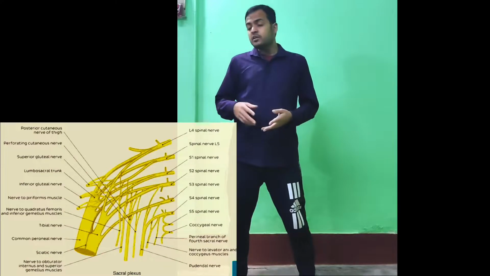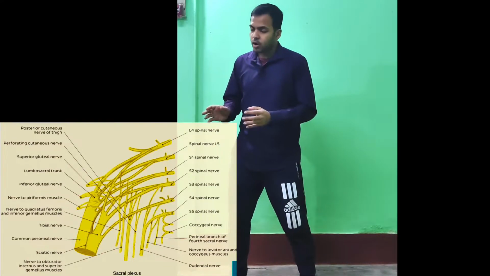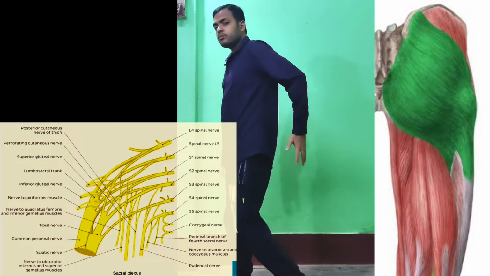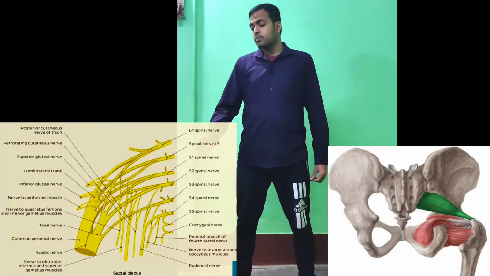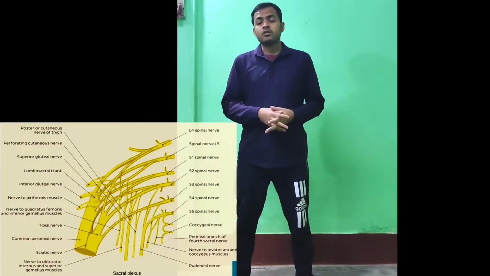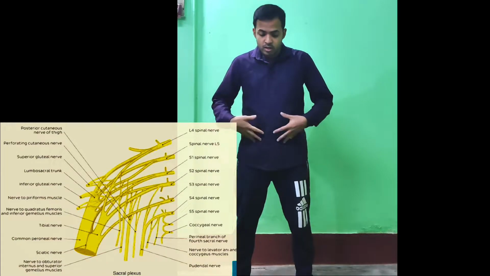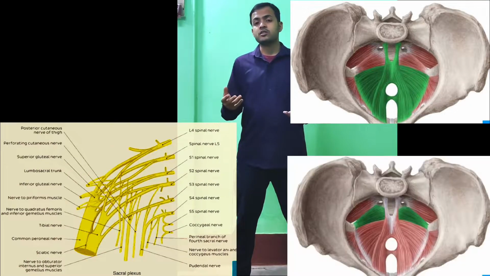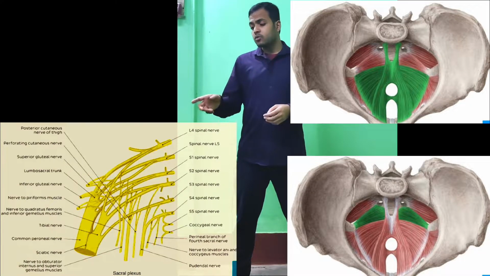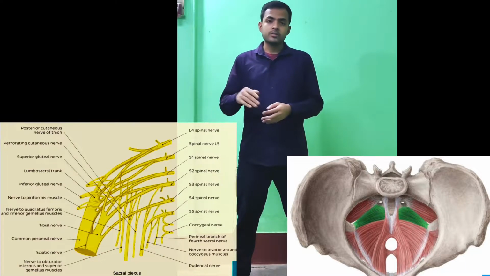Next comes our inferior gluteal nerve. This nerve only supplies our gluteus maximus muscle. Okay, then there is the nerve to piriformis, which supplies only the piriformis muscle. Now in our perineum, I mean inside of our pelvis area, there are two types of muscle. One is levator ani, another is coccygeus muscle. So this nerve to coccygeus and levator ani supplies these muscles.